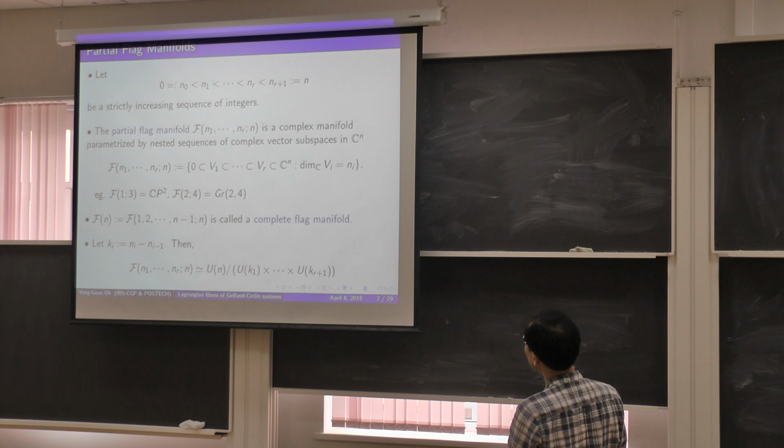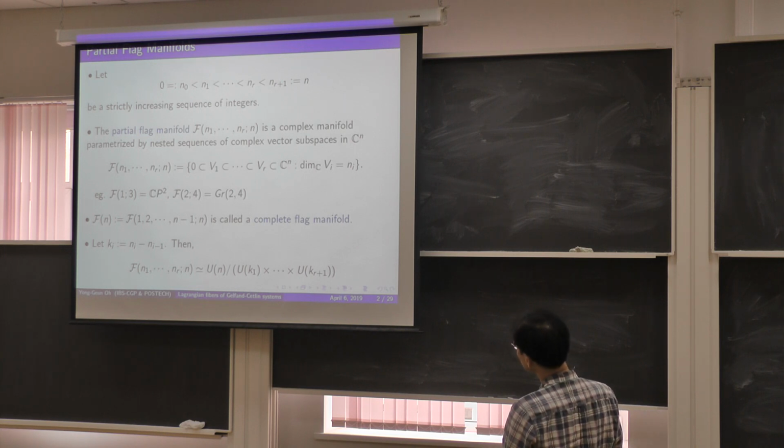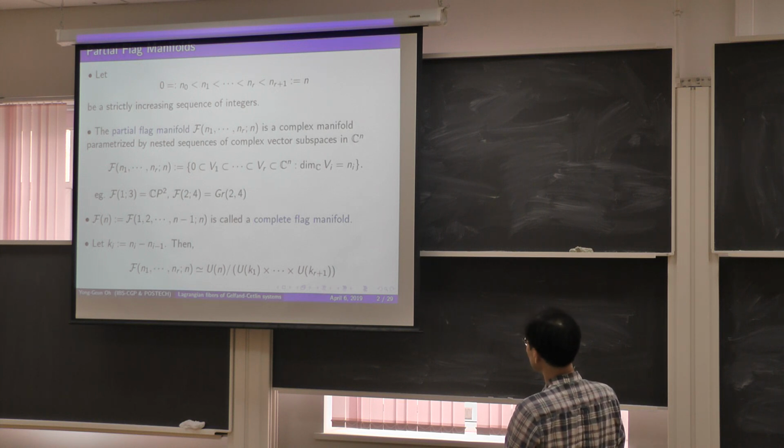So let me now start. The partial flag manifold is a complex manifold parameterized by a nested sequence of complex vector spaces in C^n, as you might all know. So I'm just giving the definition. And the example is like F(1,3) is CP^2, and F(2,4) is the Grassmannian of two planes in four space. And if this nested sequence is complete, it's called complete flag manifold.